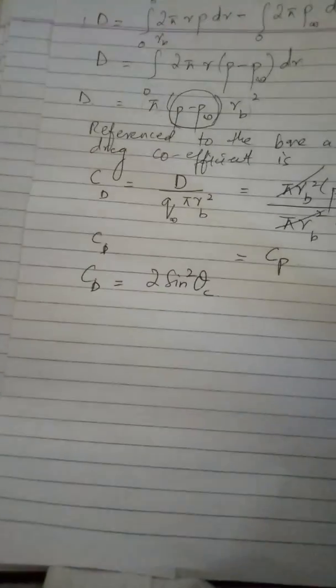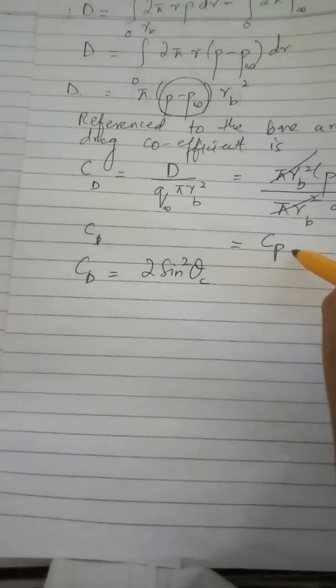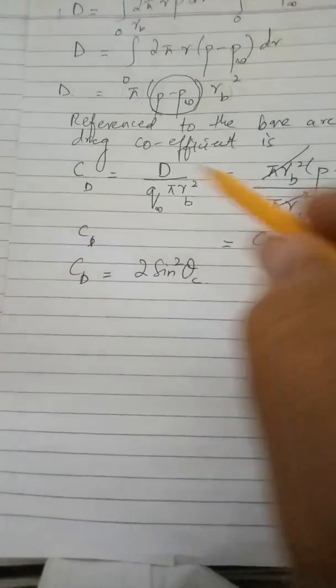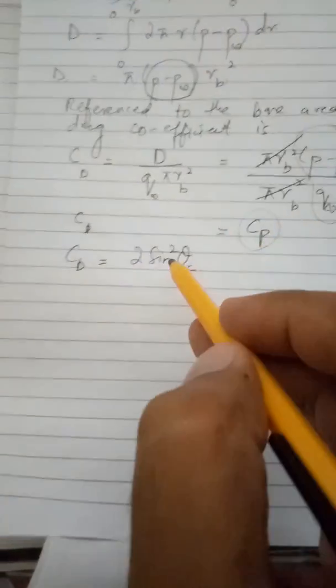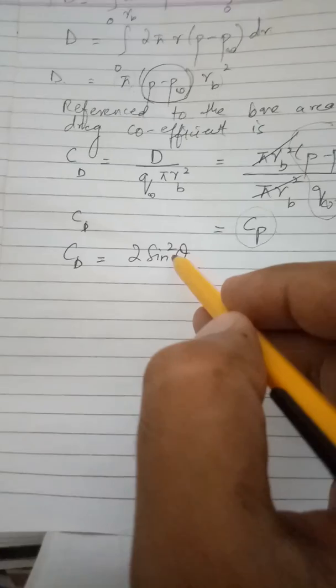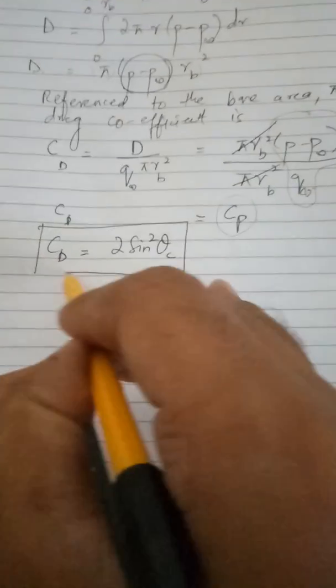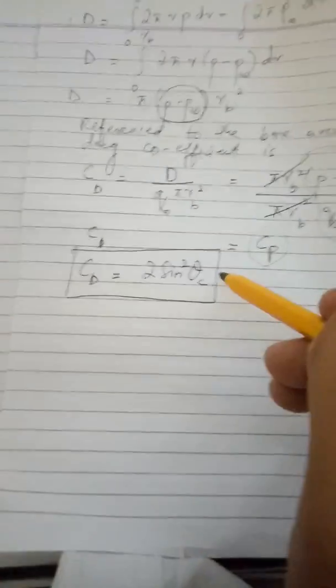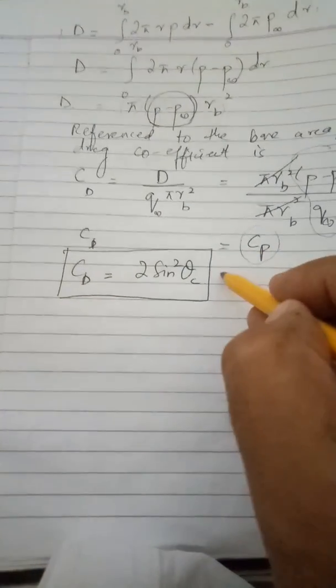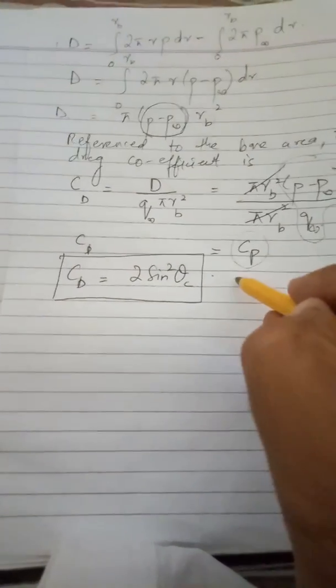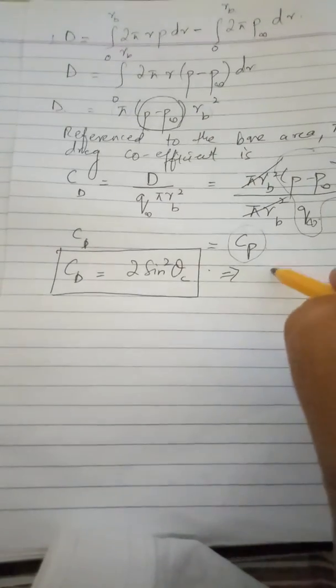So obviously that coefficient, the drag coefficient, is now equal to the pressure coefficient. And pressure coefficient is represented by 2 sine square, which is the Newtonian sine squared law. So the drag coefficient is 2 sine squared, the Newtonian sine squared law. So that is our requirement. What we actually have to find out is CD.